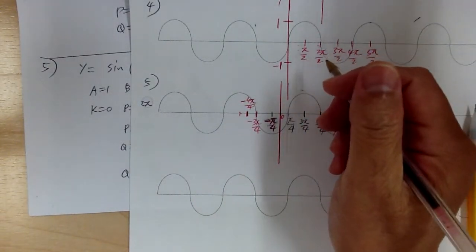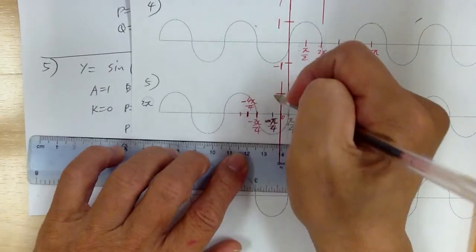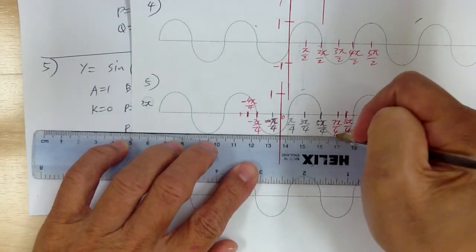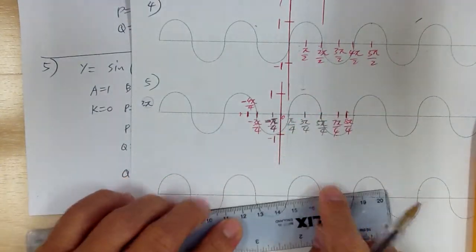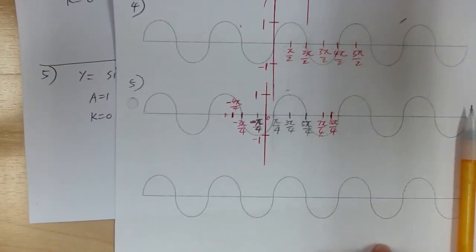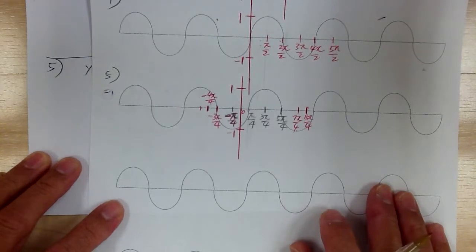Then your amplitude, the A is 1. So here's your 1, and here's your negative 1. So there's your amplitude. Okay? And so that's it for number 5. Now let's go to number 6.